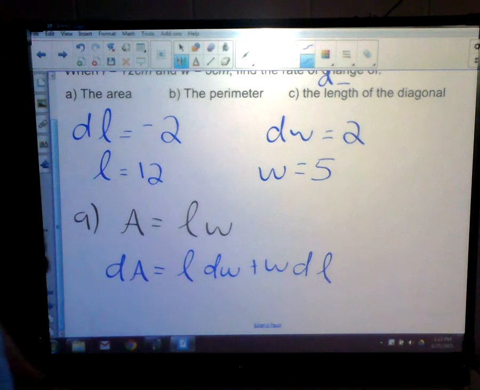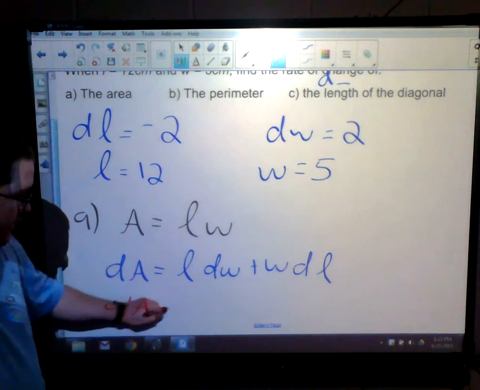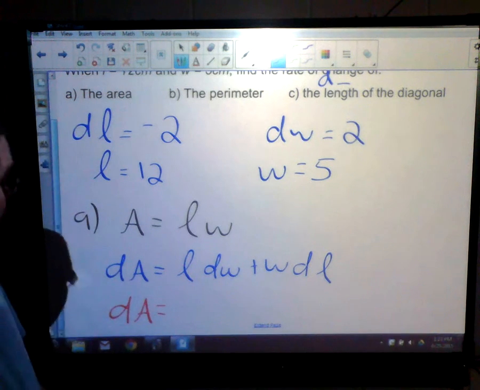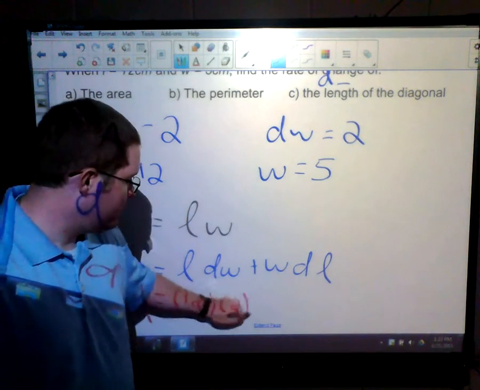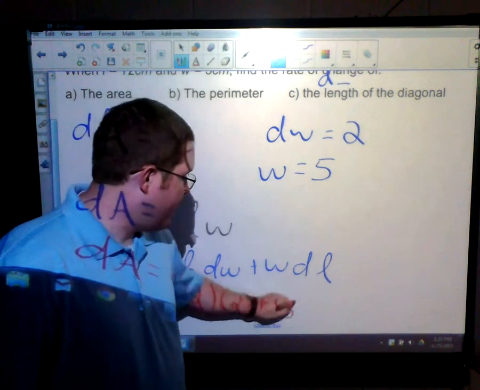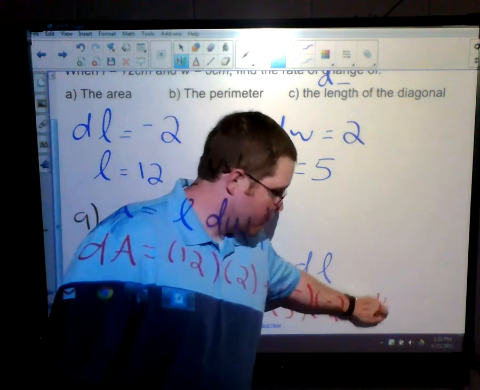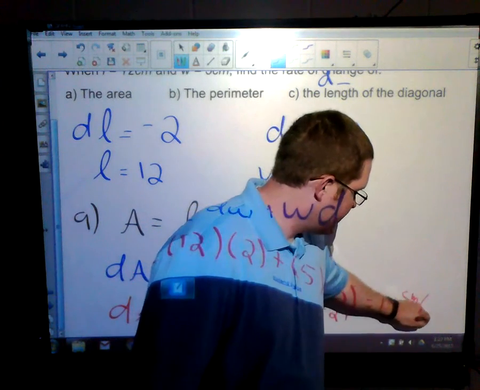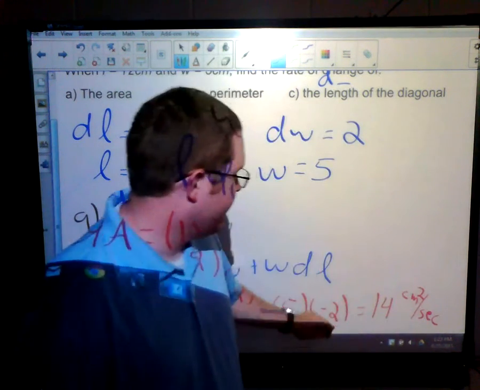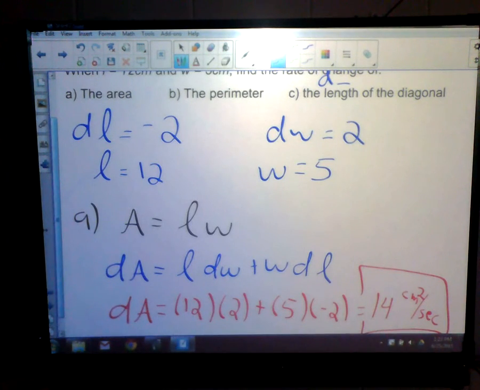Now I've taken the derivative so I can plug in all the things I know. I want to know how fast the area is changing. I know that the length is 12. I know that dW is 2. I know that the width is 5. I know that the dL is negative 2. And I get an answer of 14, and the units would be centimeters per second. Centimeters squared because it's area. Okay? Pretty straightforward problem there.